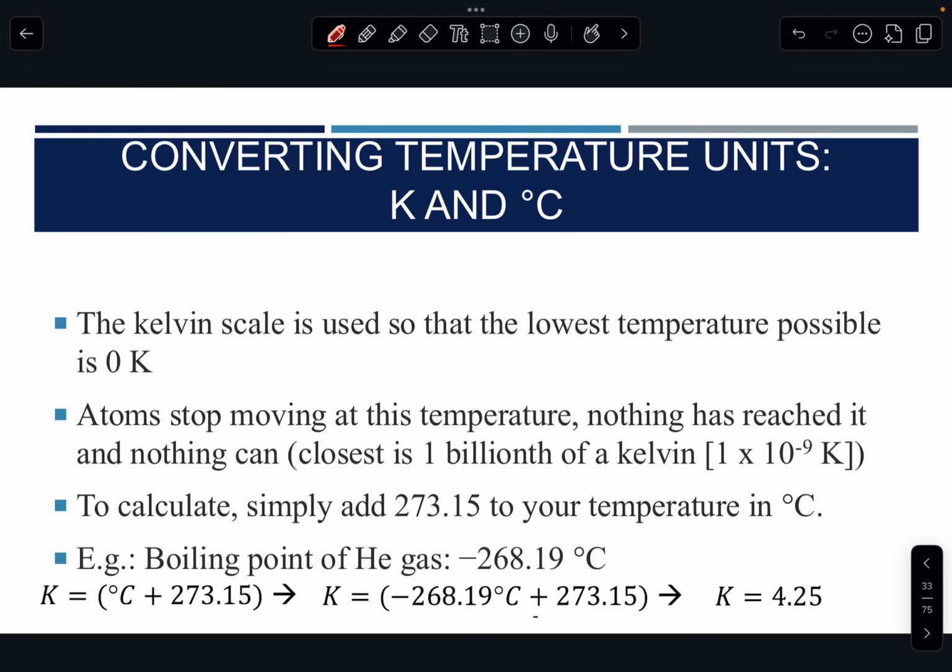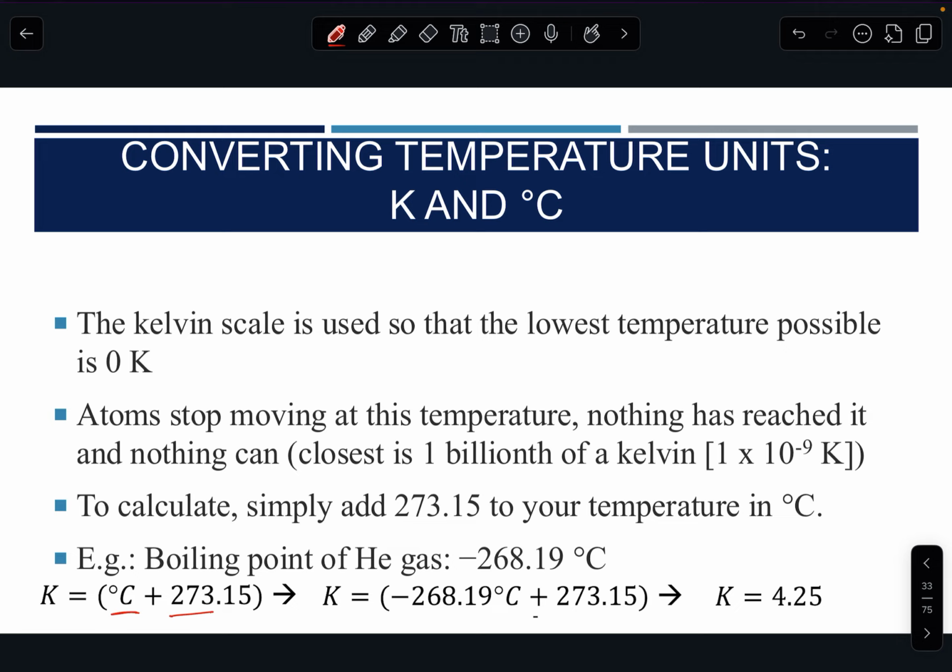So if we want to convert from one thing to another, we would take whatever degrees we have in Celsius, and we would add the number 273.15. That's because at 0 degrees Celsius, then we would have 273.15 Kelvin. So if you want to convert to Kelvin, you just add 273.15 to whatever number you have.